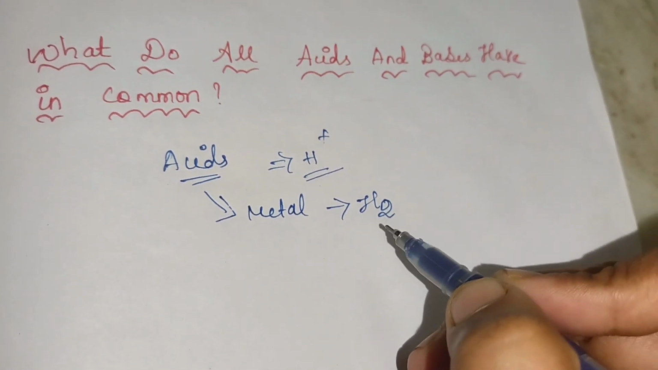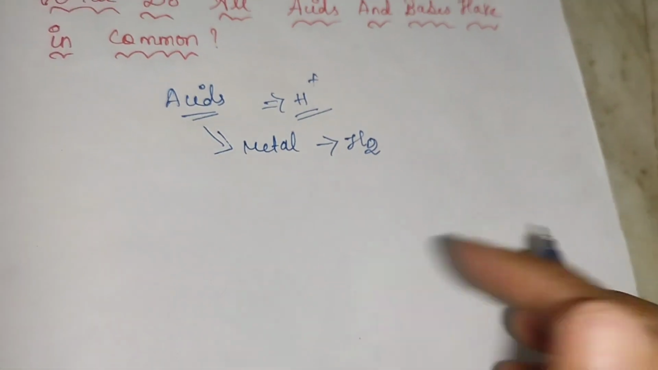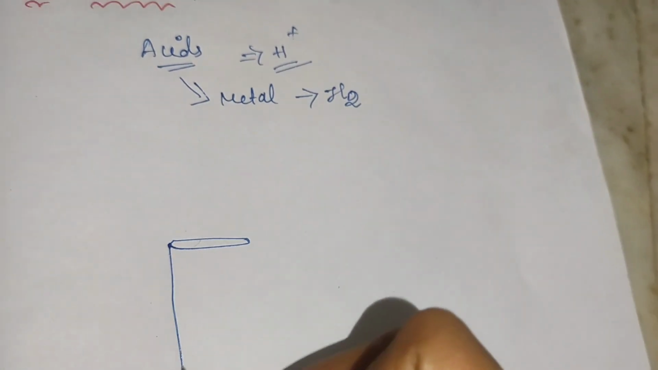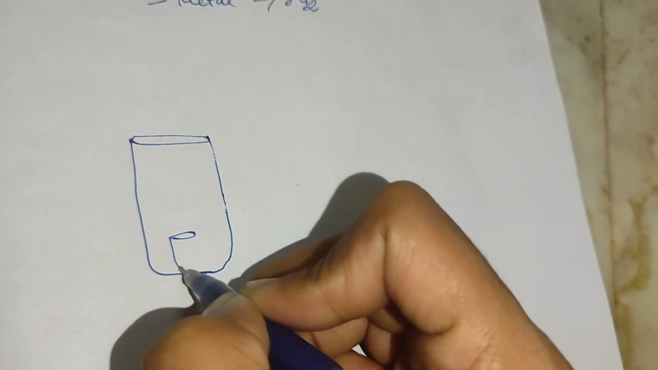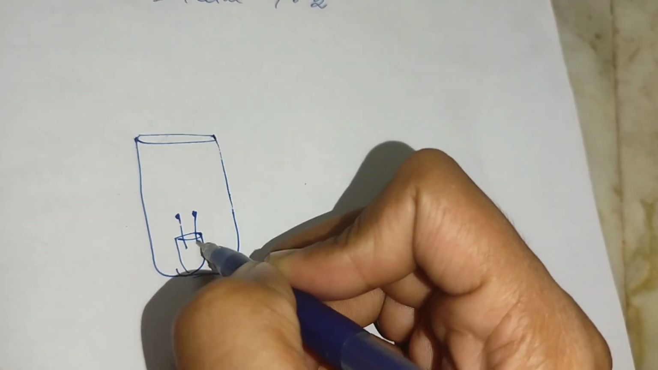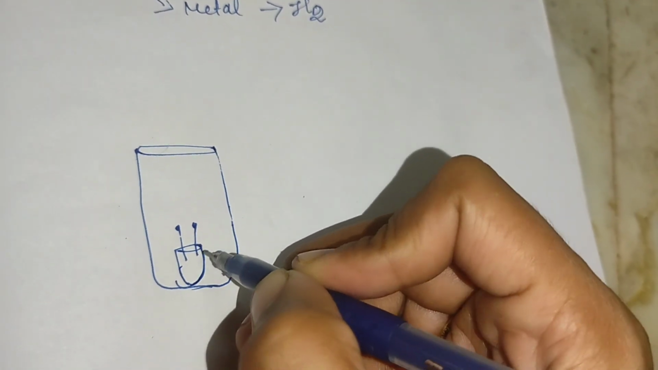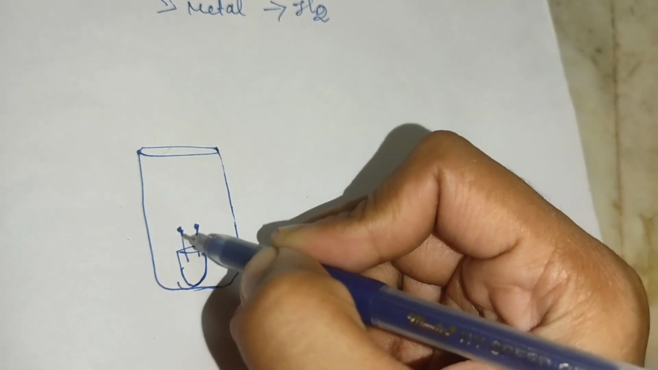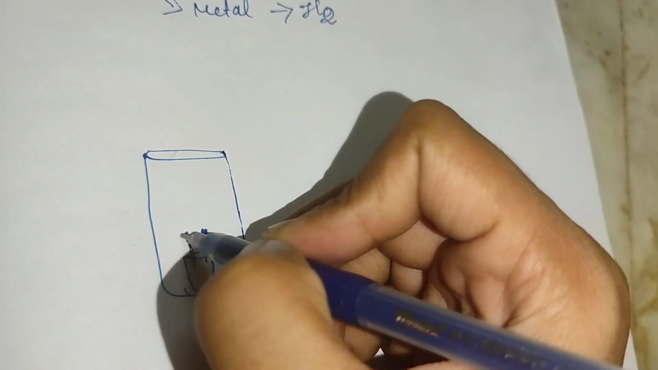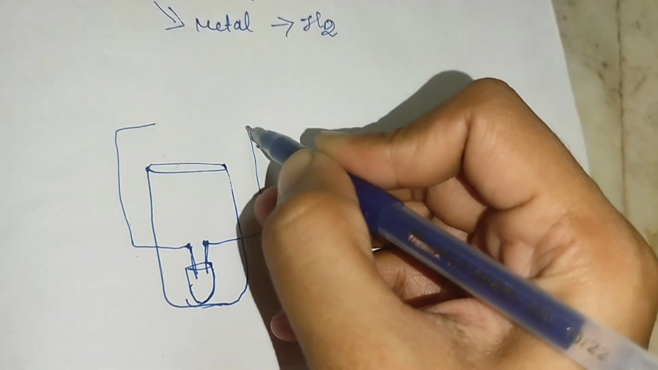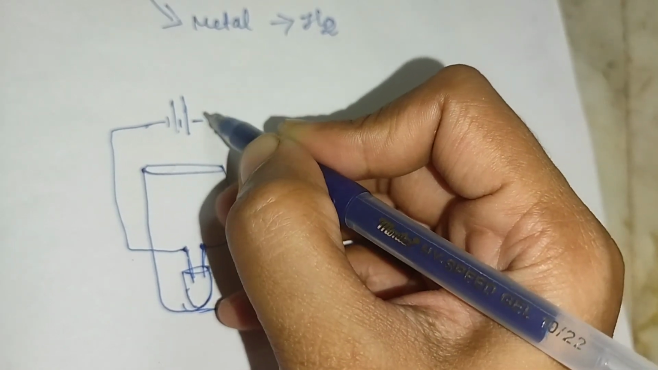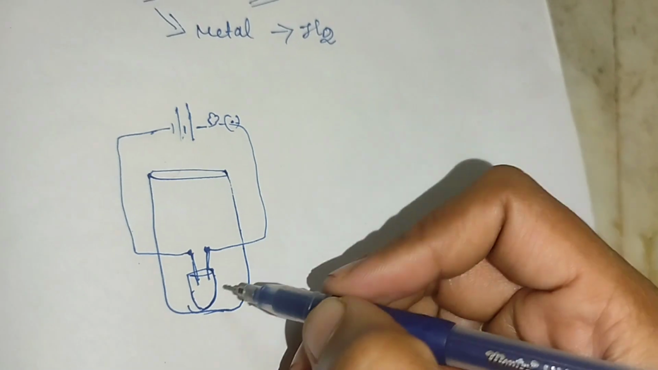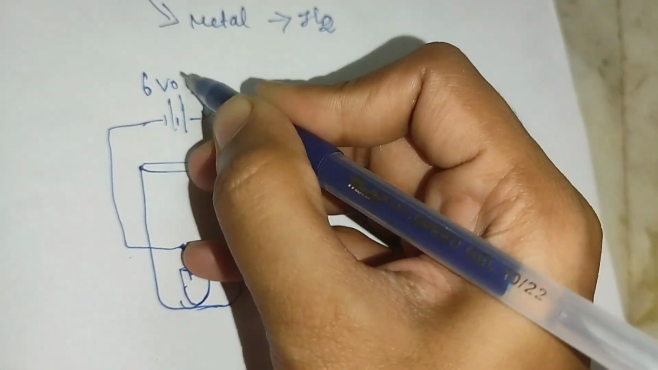Now we are going to confirm that through one activity. For that, I am taking a 100 ml beaker. In this beaker, I am placing one cork. In that cork, 2 nails are fitted, and that cork is placed in the 100 ml beaker. Now these nails are connected with a 6-volt battery and a bulb, and here a switch. These nails are connected with a 6-volt battery.